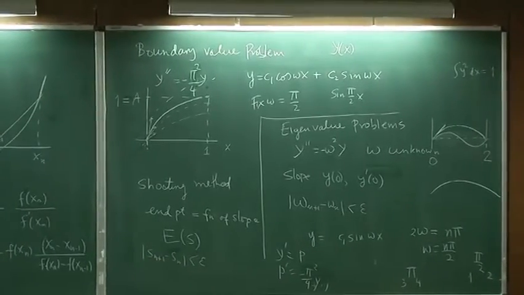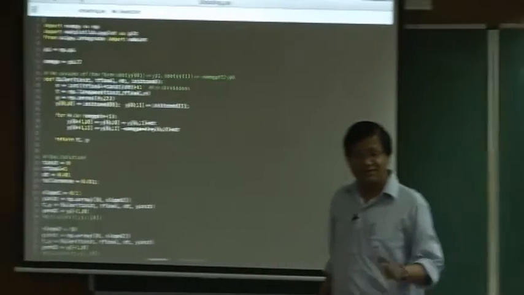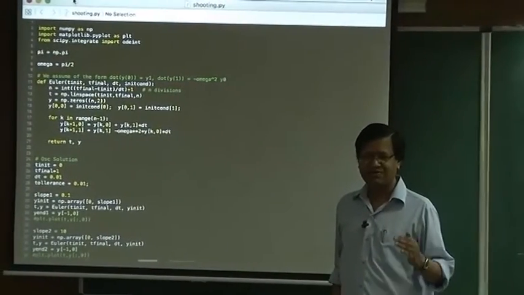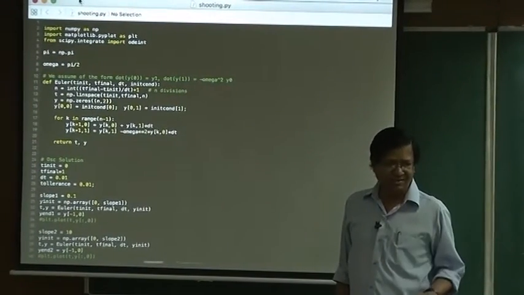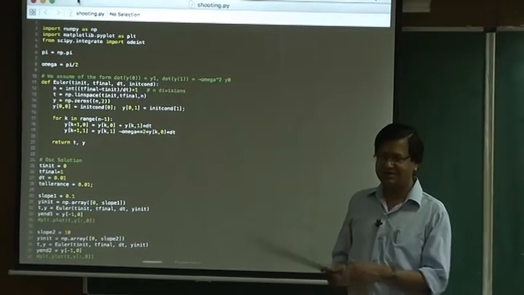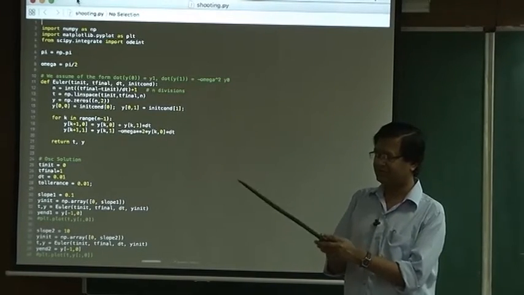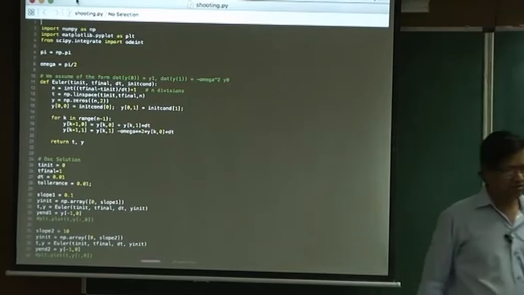So, I know how to solve this one. This is an initial value problem. I am trying to solve a boundary value problem using an initial value problem, but by trying to find the right slope. That is the basic idea.